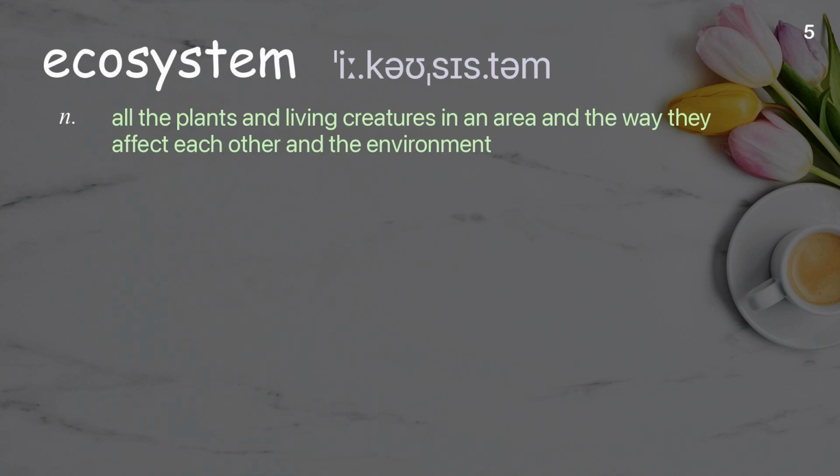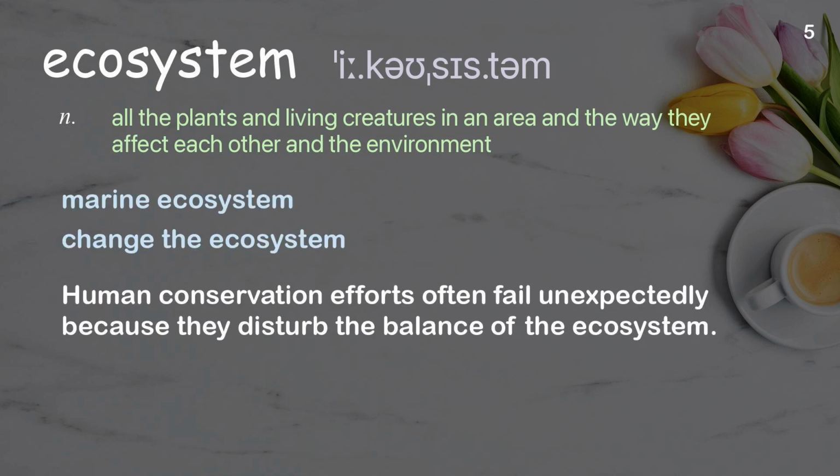Ecosystem. All the plants and living creatures in an area and the way they affect each other and the environment. Examples: Marine ecosystem. Change the ecosystem. Human conservation efforts often fail unexpectedly because they disturb the balance of the ecosystem.